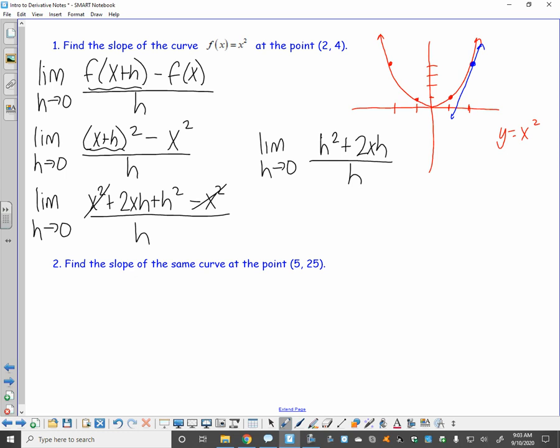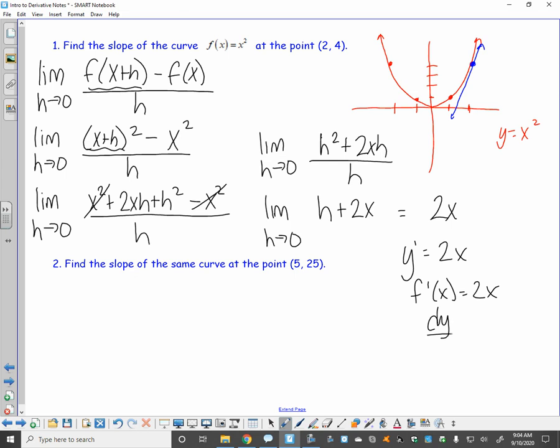And if I look at this, I can see that I can take an h from everything. So I have the limit, h approaches 0, take an h from everybody. So h plus 2x, and that would be over 1. So I'm going to leave that alone. Now I can pull the trigger on my limit. So if I plug a 0 in for h, I get a 2x. Okay, ladies and gentlemen, you just found your first derivative. This 2x right here is your y prime, or your f prime of x, or your dy dx.